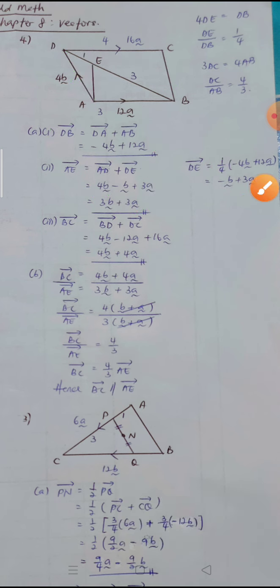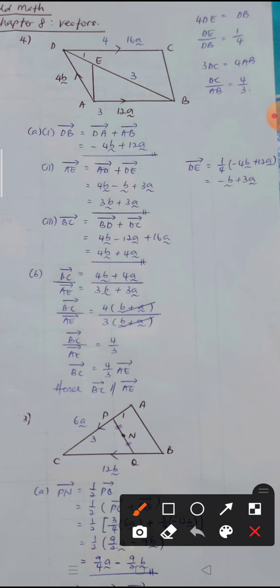Okay, next we continue with the third part for question A, which is vector BC. So vector BC is here. To get vector BC, we are going to use vector BD add with vector DC. So vector BD is the opposite of DB. So negative becomes positive, positive becomes negative. Just opposite direction. Still remember, right? Opposite vector. Okay, and then we add up with vector DC, which is 16A. So we simplify it, we get vector BC equal to 4B plus 4A.